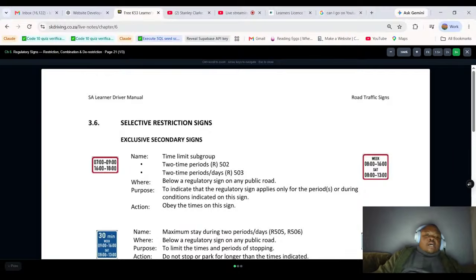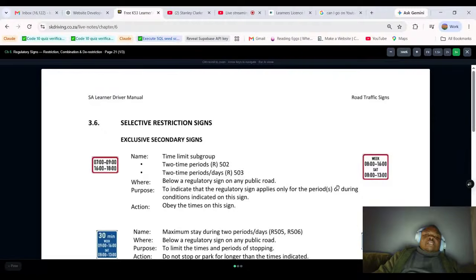So here are our restrictions. We have time limit restrictions, meaning from this time to this time, a certain action must happen on the road. Let's say, for example, you are traveling on a freeway and the sign says from 7 a.m. to 9 a.m., hazardous vehicles can travel on that road.